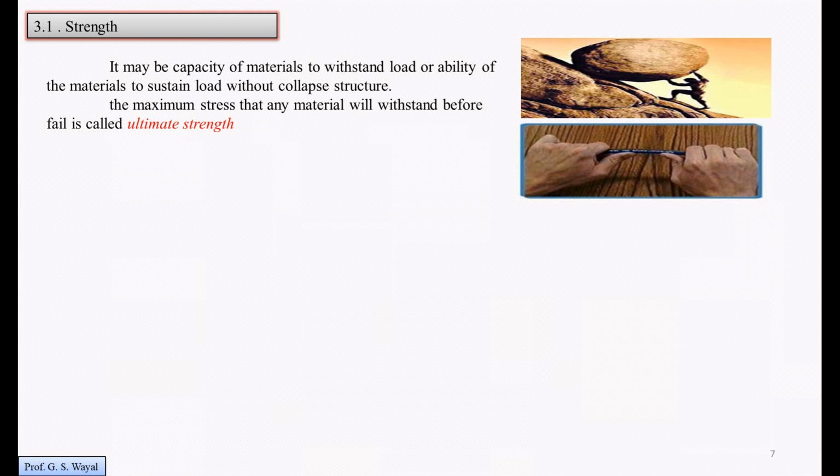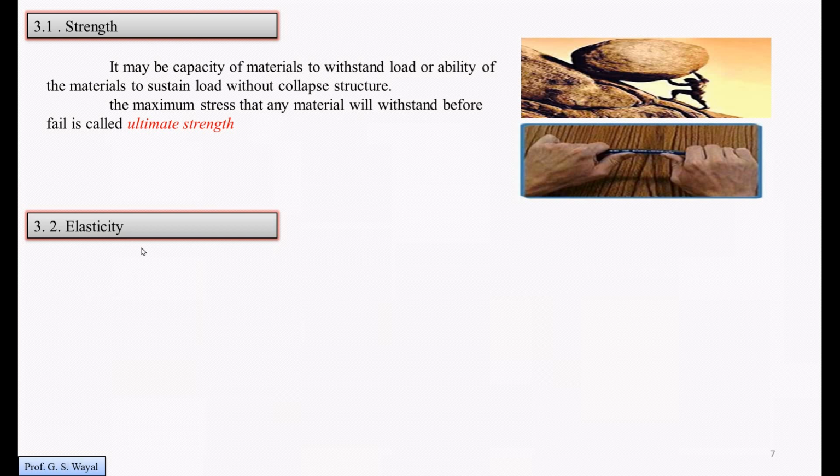So in simple language we can say that the capacity to sustain a load without collapse is called strength. The maximum stress that any material will withstand before failure is called the ultimate strength. The maximum stress that any material will withstand means the maximum capacity that the material can resist. That maximum capacity is called the maximum strength of the member.